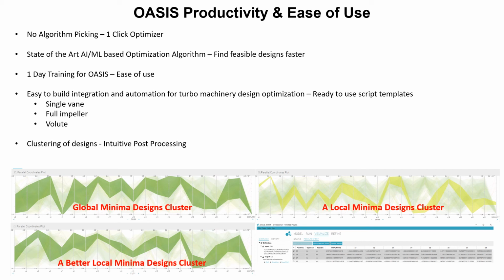It's easy to build integration and automation for turbomachinery design optimization, where you can have studies with single vane optimization, full impeller design optimization, volute optimization, or a combination of those different studies. In OASIS, there's also the concept of clustering of designs on the result sheet and also visually on the parallel coordinates plot, which makes post-processing easy and intuitive.